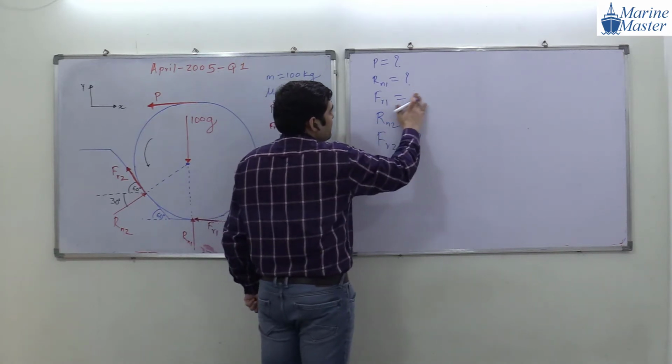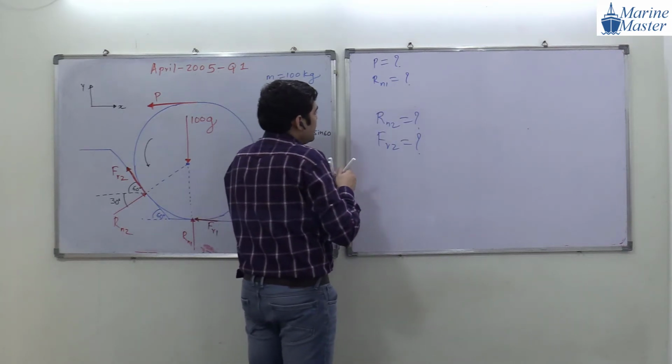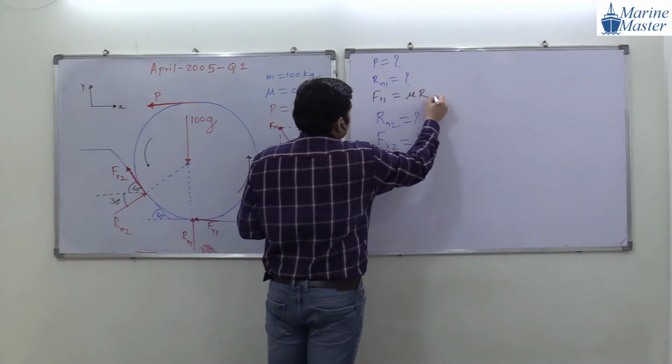But can we write Fr1 like this? Fr1 is equal to mu Rn1.